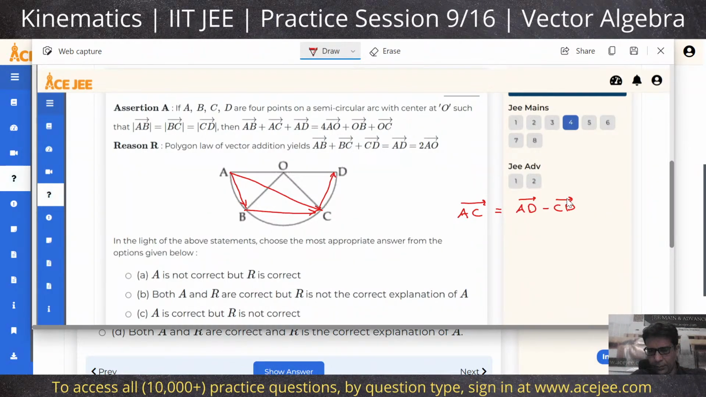Sir, A will be wrong, it will be from R. What is it, beta? Sir, assertion will be false and reason will be correct. Assertion is false, reason is correct. Yes, sir.